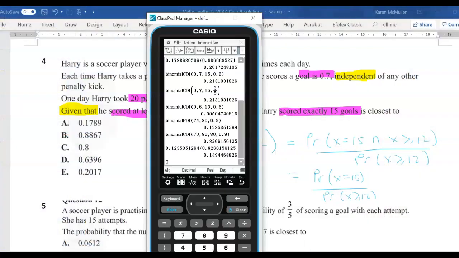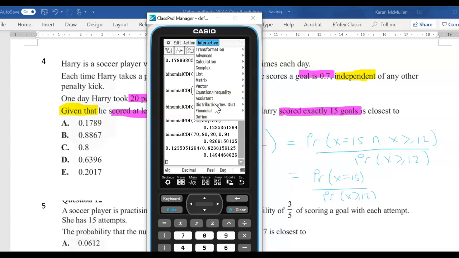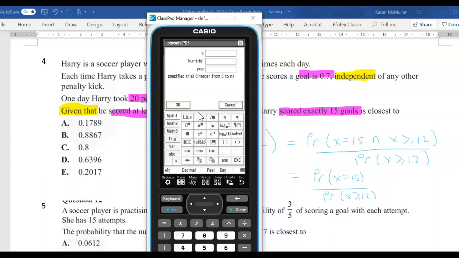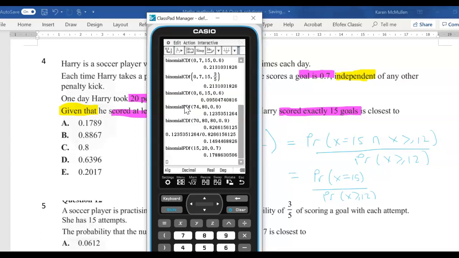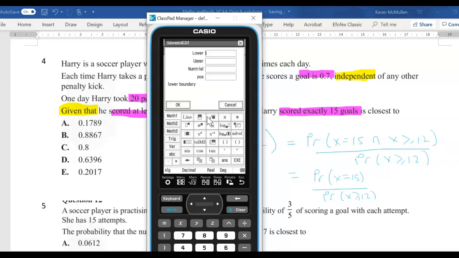No, that's not what I wanted. Okay, so PDF, X is equal to 15. Number of trials, he had 20 kicks. Probability of success, so 0.7. Okay, there's your number. I don't need to write it down. Let's just move on to the next one.